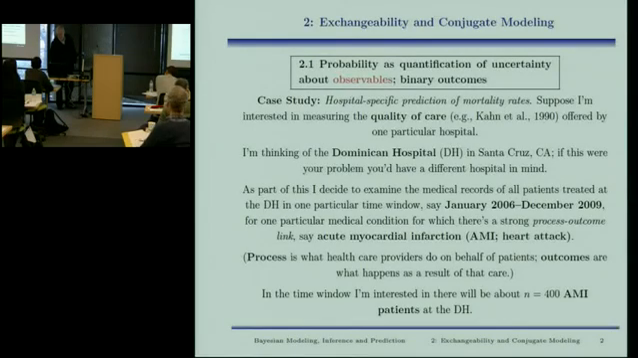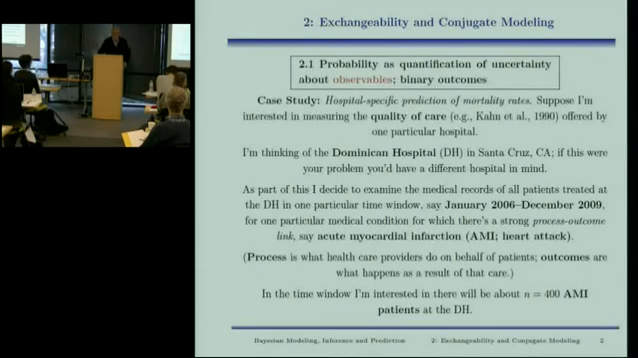Okay, so we're going to talk about heart attack, and the doctors all call that acute myocardial infarction, to be fancy, AMI for short. And I have one particular hospital in Santa Cruz I'm thinking about. It's not part of the Kaiser chain. It's just the one major hospital in Santa Cruz. It's called the Dominican Hospital, DH for short. And if this were your problem, you'd be thinking about a different hospital, of course.